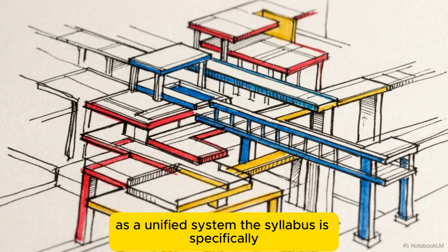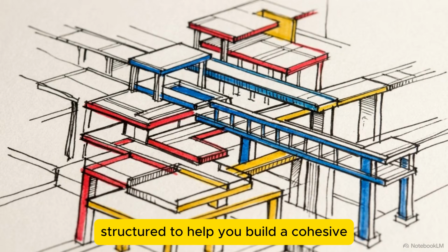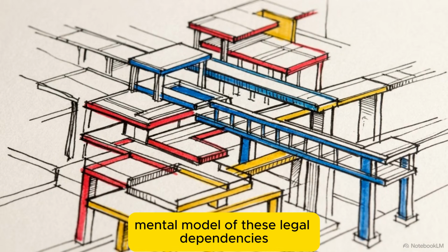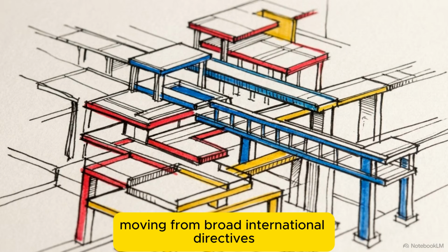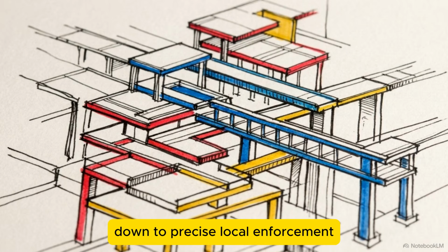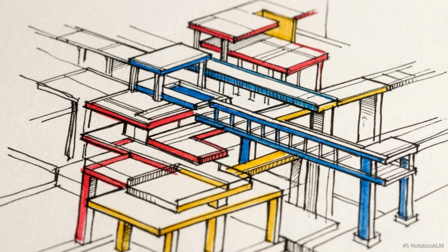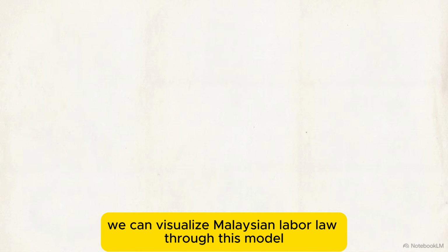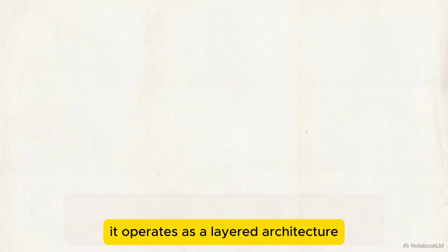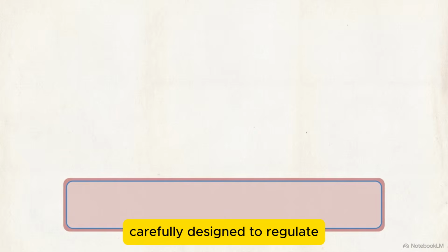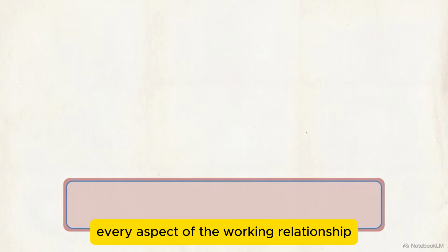The syllabus is specifically structured to help you build a cohesive mental model of these legal dependencies, moving from broad international directives down to precise local enforcement. We can visualize Malaysian labor law through this model. It operates as a layered architecture, carefully designed to regulate every aspect of the working relationship.